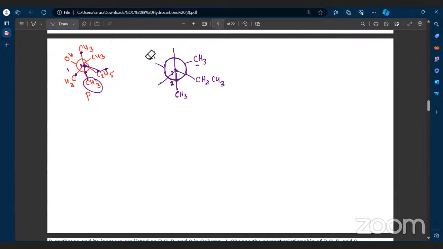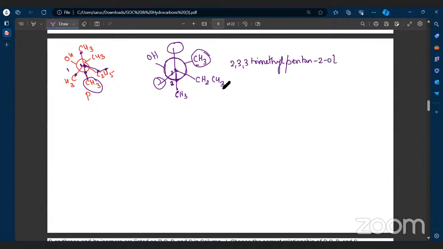Now tell me the name. It has 3 methyl groups. One is attached to the second carbon, two are attached to the third carbon. So 2, 3, 3-trimethylpentan-2-ol. So this is the first one.